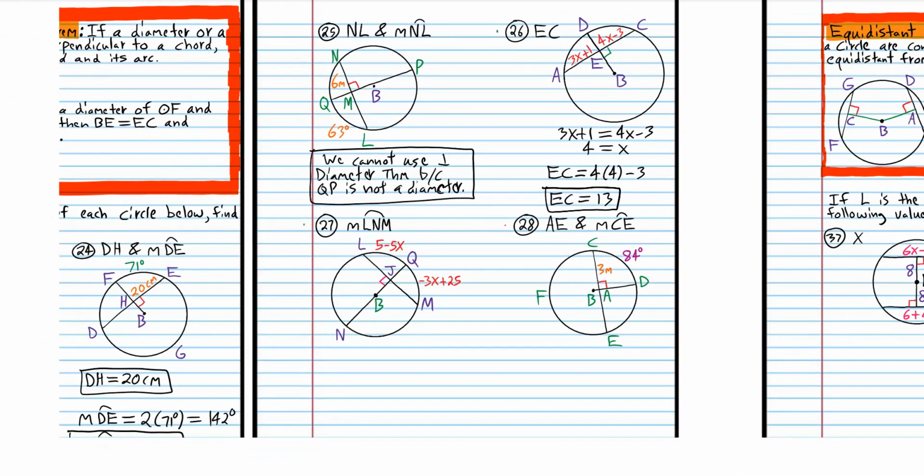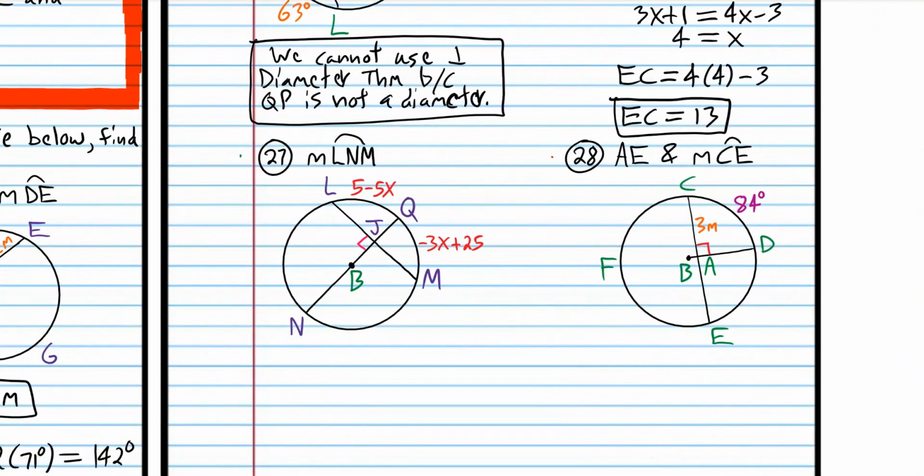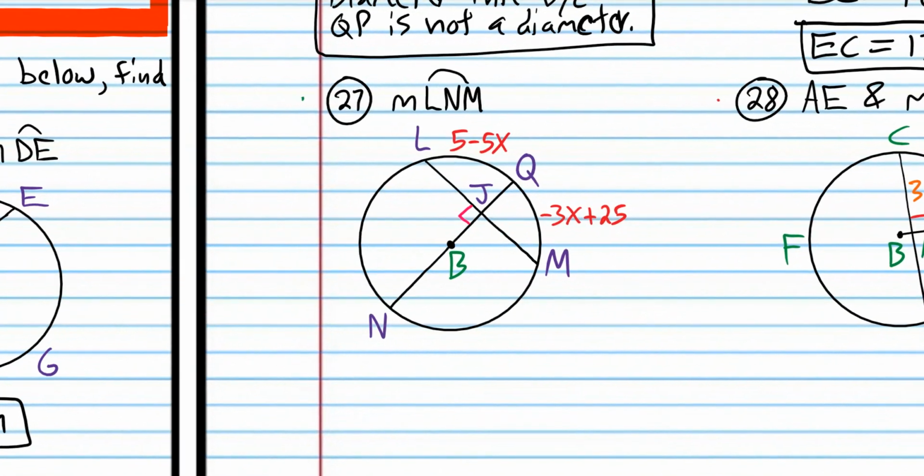All right, one more of these problems before you try one on your own. We're looking for the measure of arc LNM. So that is this arc here. We know this is a diameter because it goes through the center, and we know that it's perpendicular. So therefore we can use the theorem.